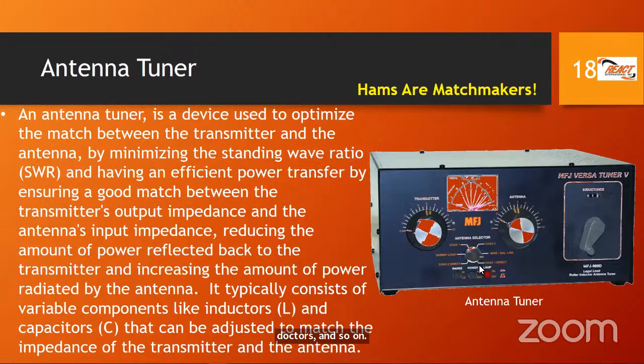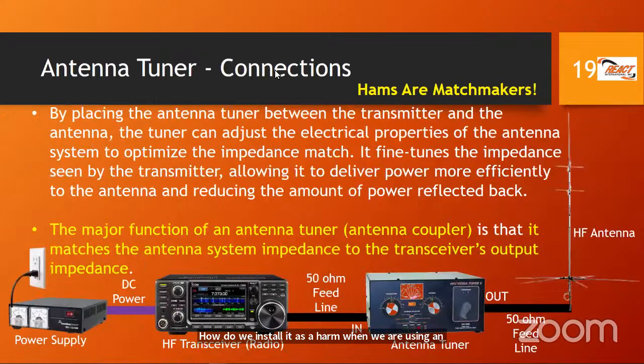All right, this is what an antenna tuner for the HF band may look like. You have the knobs here that you turn, and so on. So it's just making it real. But let's see where it is installed. How do we install it as a ham when we're using an antenna tuner? All right, next slide up.